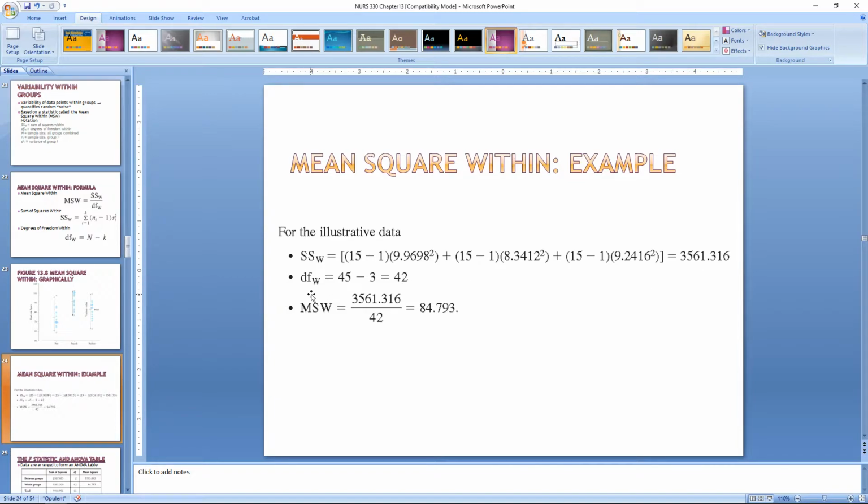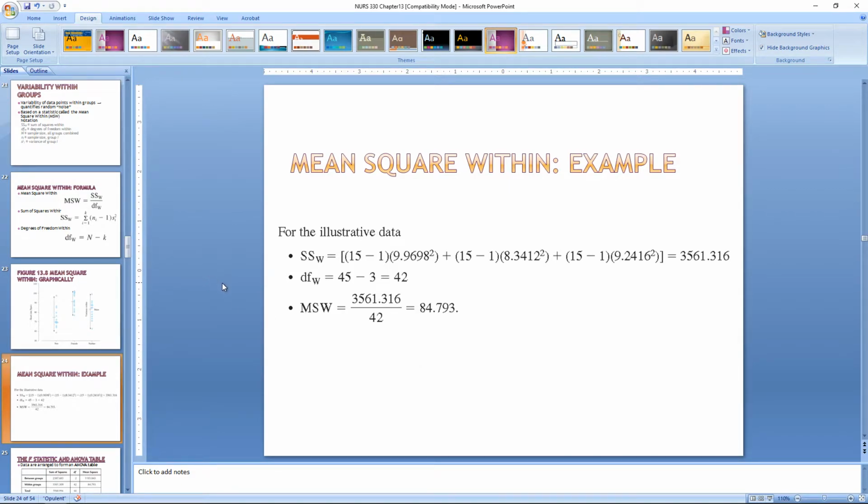3,561.316. Our degrees of freedom within, remember, is going to be n minus k, as you can see here. So n is the total number of participants. We had 3 groups of 15. 15 times 3 is 45, minus k, which is the number of groups. So this is where we get 45 minus 3 equals 42. And that's our degrees of freedom within the group.